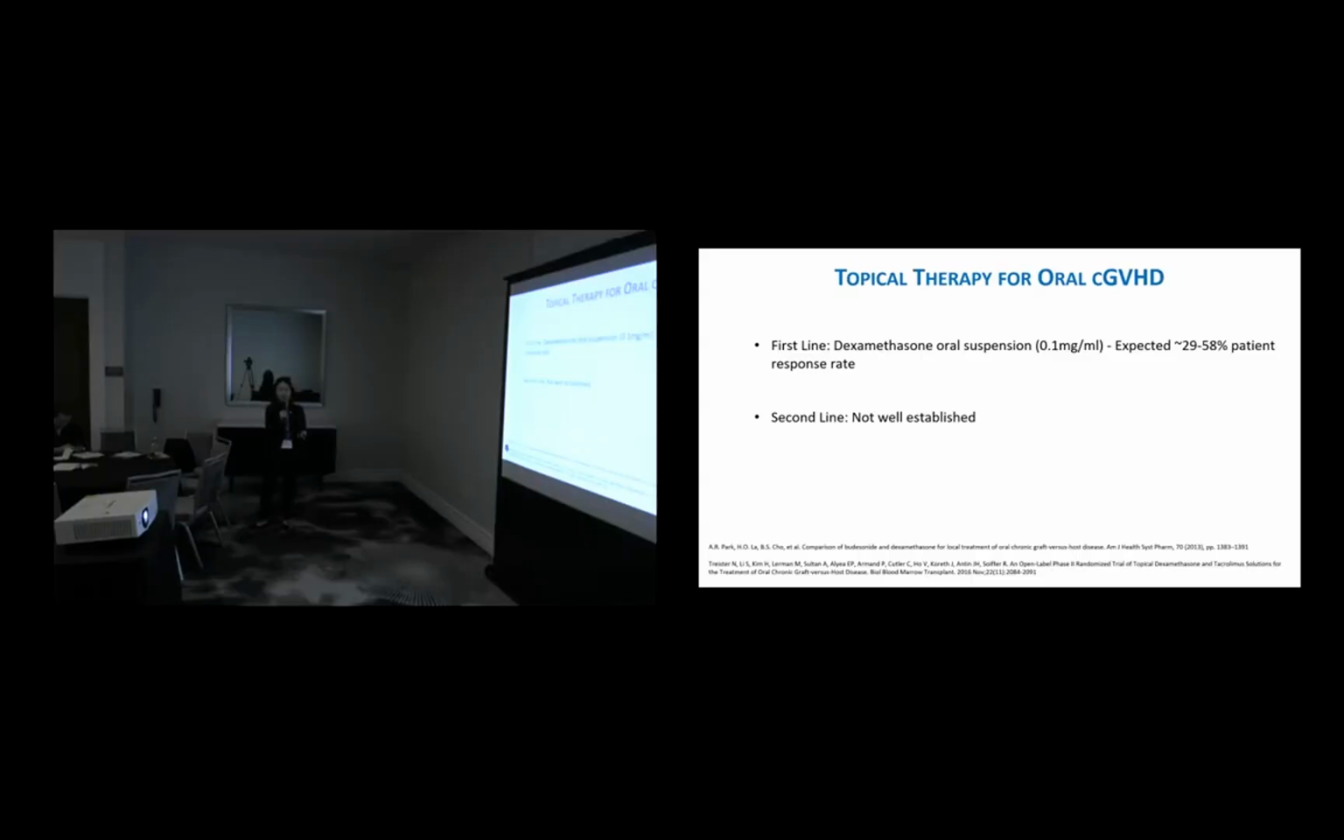The response rate is like 30 to 60%. You might think that it's not really high, but it's actually good considering that there is not a well-established second line therapy. This oral dexamethasone rinse is really important. The most important part of it is giving adequate time in your mouth, and that you hold it in your mouth for the recommended time. You put a timer, and make sure that it is touching your tissues before you spit it out. That is the one way that's going to be most effective in helping you with some of these GVHD symptoms.